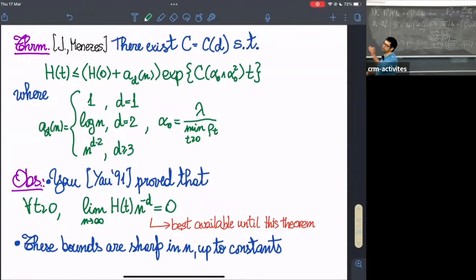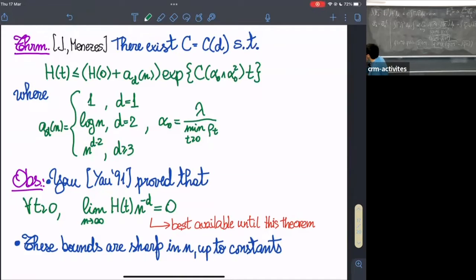Okay, so you start with some density, maybe 0.1, and then you grow to 0.3. Then the minimum is 0.1. Maybe you started with 0.6, and then you go down to 0.2. Then the minimum is 0.2. Okay? So this is the value, basically, of alpha.